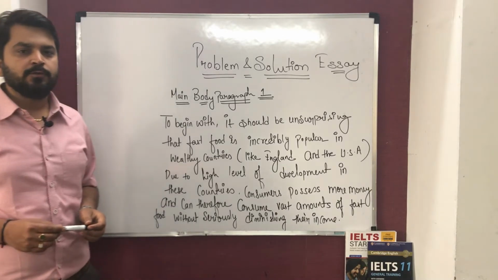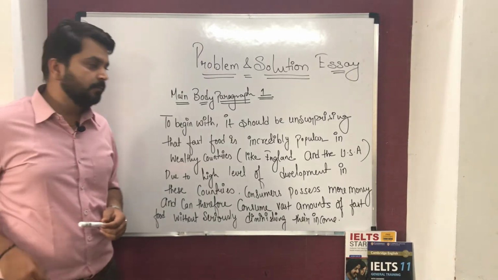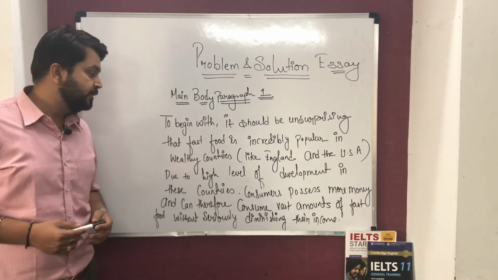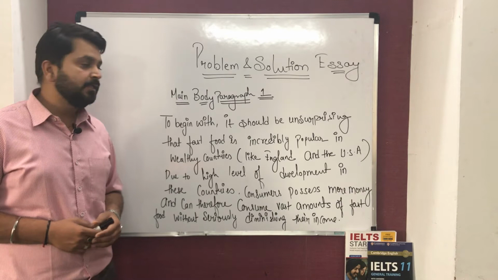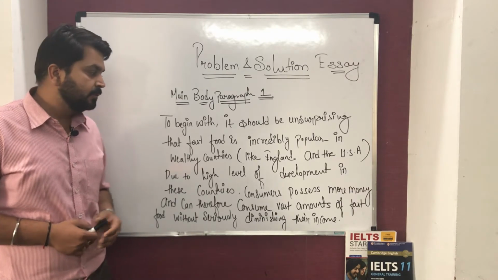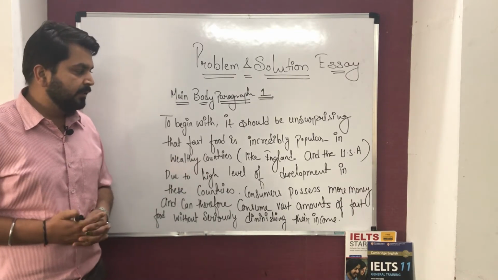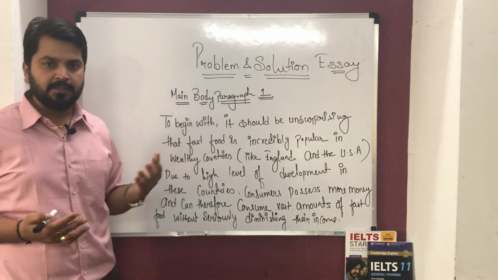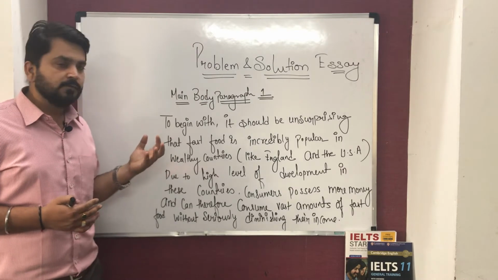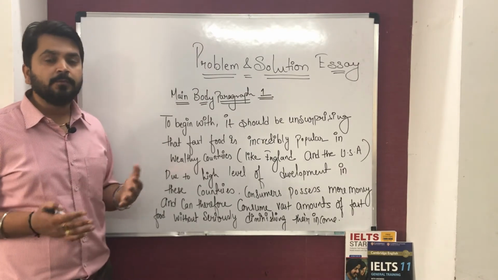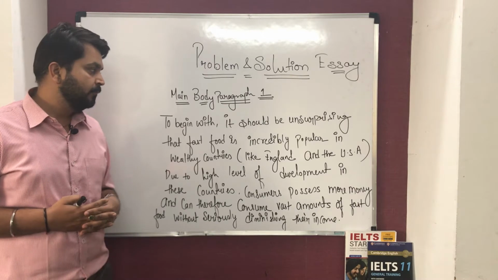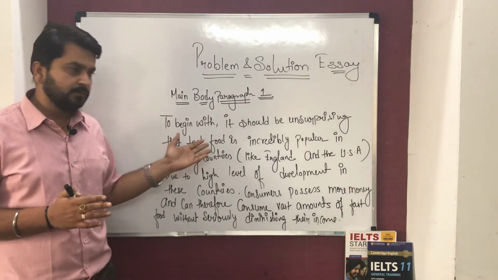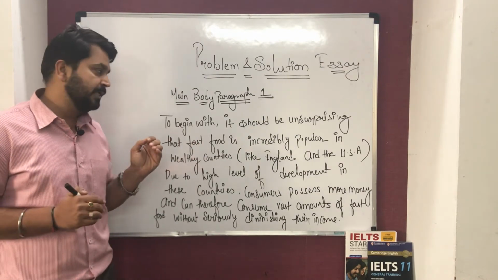So after the introduction we have the main paragraph in the problem solution essay. You can see, to begin with, it should be unsurprising that fast food is incredibly popular in wealthy countries, like England and the USA. So first is the topic, saying why the problem is increasing: because fast food is incredibly popular in wealthy countries. See how the phrases are written; we should use such phrases and then write down the sentence.